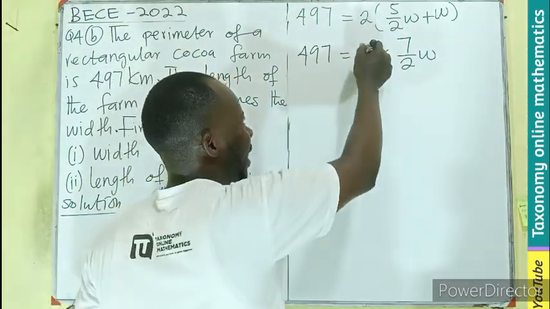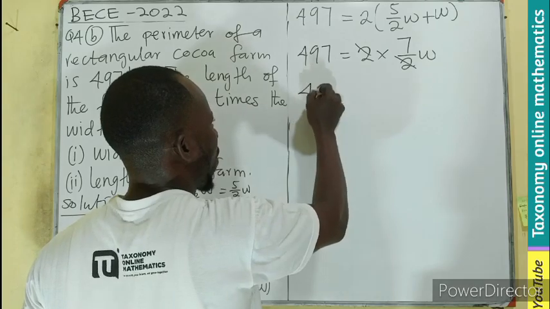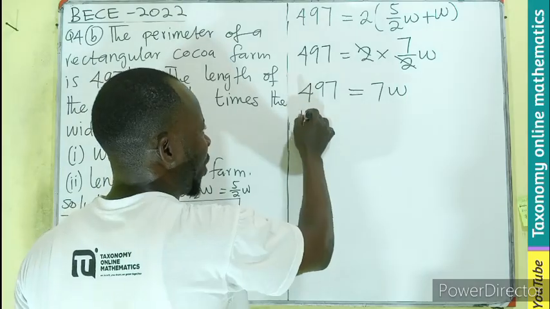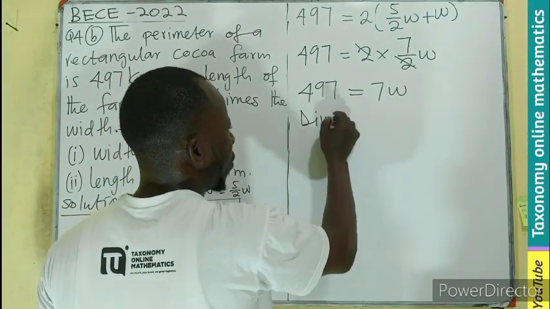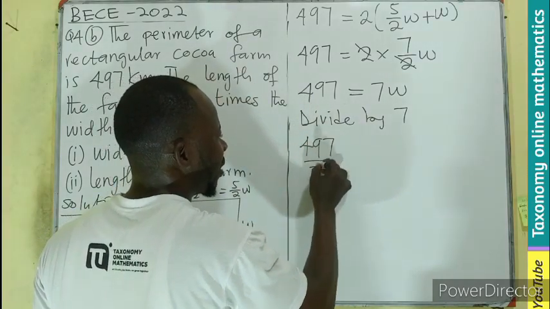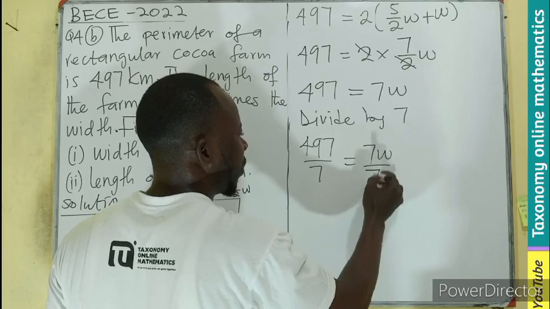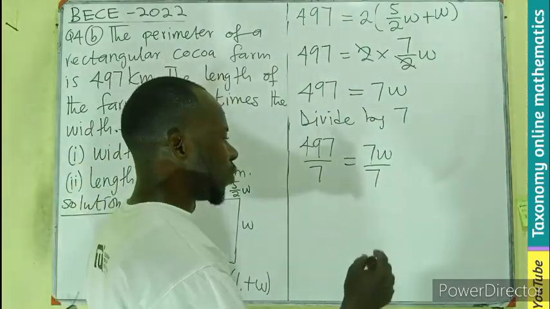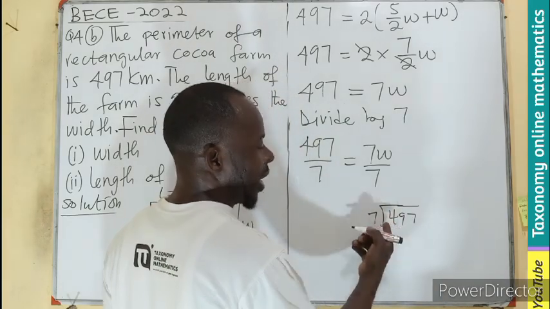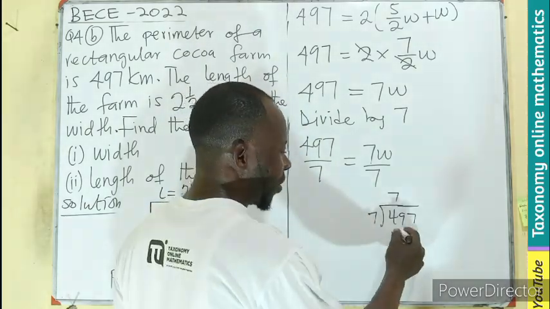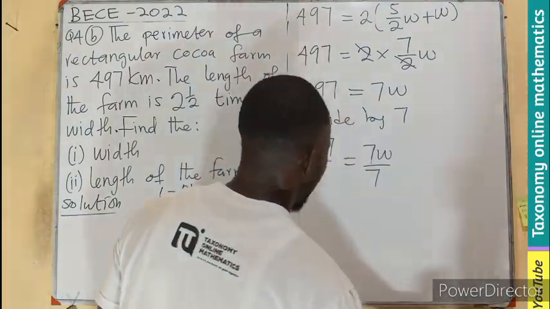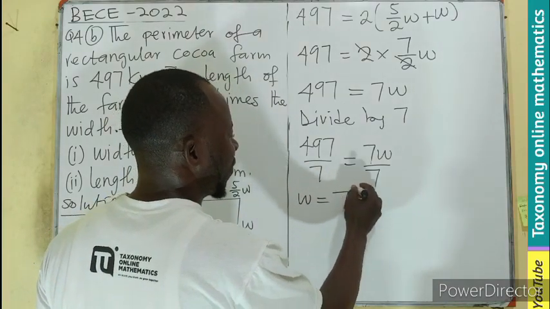When 2 multiplies, it will cancel these 2, leaving 497 equal to 7W. So here we are looking for W, so we divide by the 7, meaning 497 divided by 7, 7W divided by 7. What do we do? We can have 7 dividing 497. It will go here 7 times. 7, 7, 49. 0, 1. So I'll be having 71, meaning W equals 71.